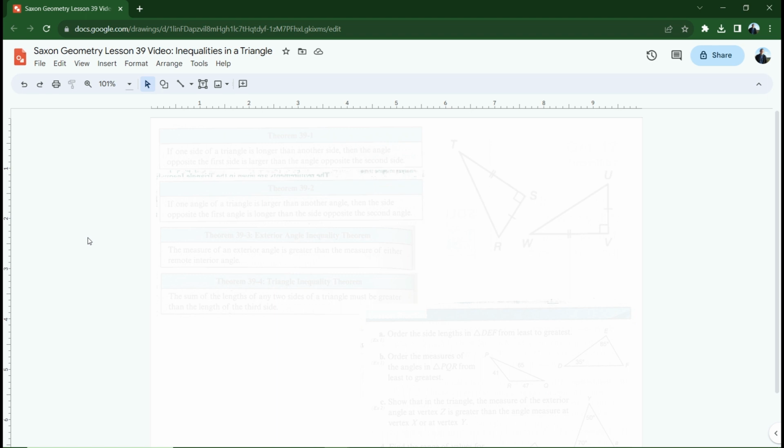Just kidding. Actually, we're going to be talking in this lesson about inequalities in a triangle and theorems that deal with triangle inequalities. Because you know what? Triangles, just like you and me, want one thing: equal rights.